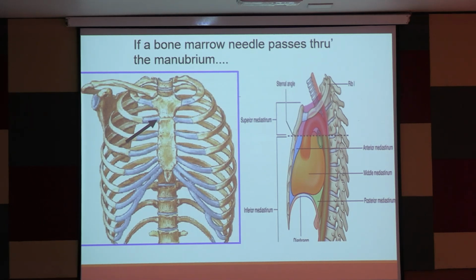And again, bone fractures can happen as well, such as rib fractures, etc. So that can happen as well, which are orthopedic complications.